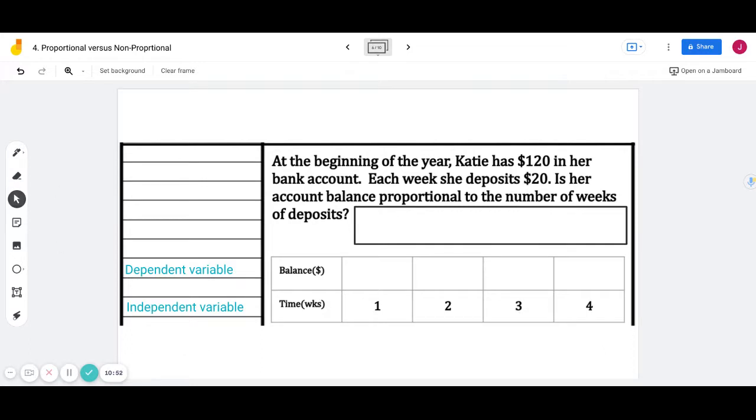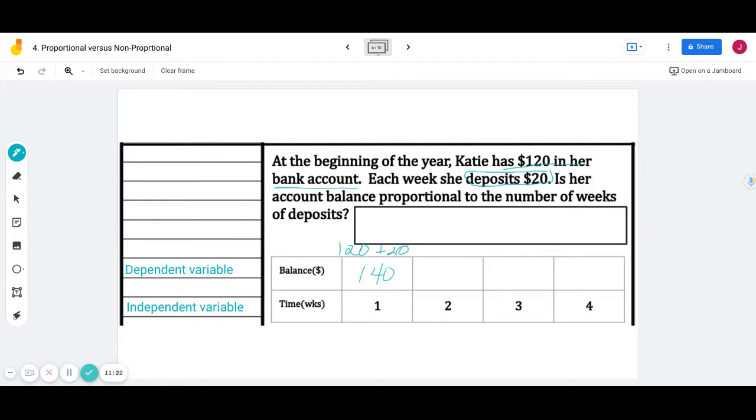I've already got my weeks filled in because I'm counting the weeks, 1, 2, 3, 4, right? So we need to look back at the problem here and pick out what we know. And what we know is Katie has 120 in her bank account, so that already exists. And then for each week, she's going to deposit $20 more. So when we start this out, this is kind of like that Cougar ticket one, right? We're at 120. She already has that, but at week 1, she's going to add 20 more. So what would that be? 120 plus 20 is 140.